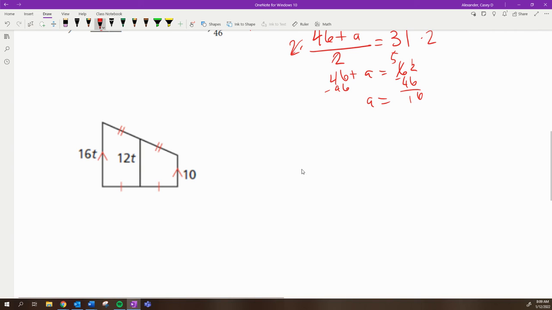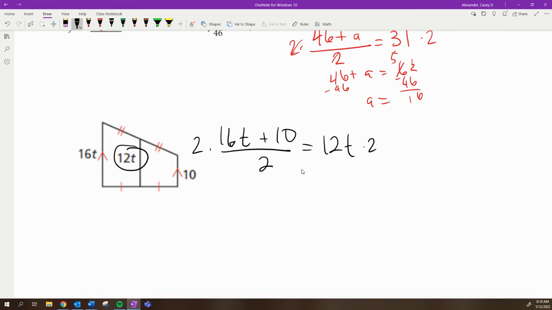On the test, it actually says on this one, find the length of the mid-segment. And that's not a length, that's a variable. So we actually have to solve for t first. And so we're going to use that same property we just looked at. If we do (16t plus 10) divided by 2 equals 12t, let's solve for t. So I'm going to multiply by 2. You know what? No, let's not multiply by 2. It's easier if we just divide everything on this side by 2.